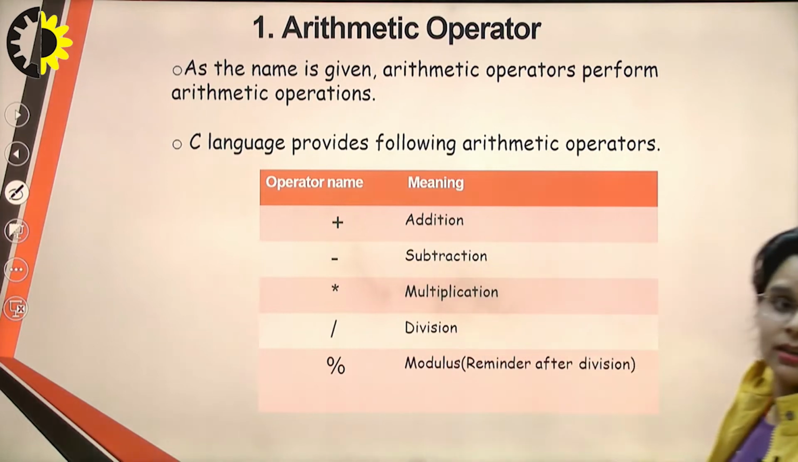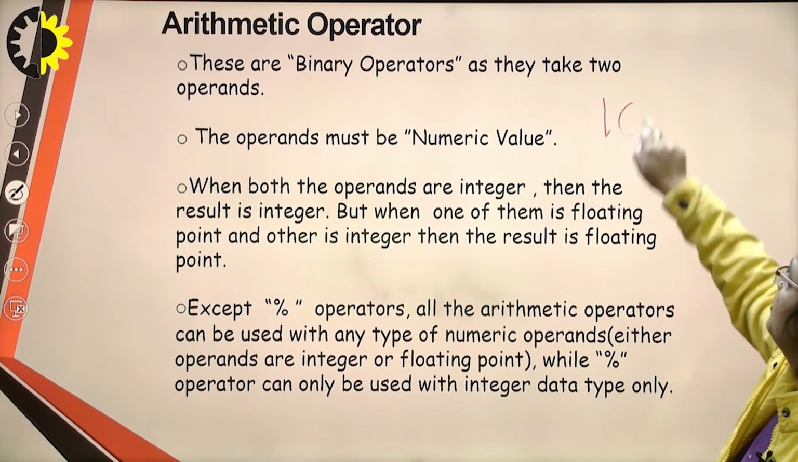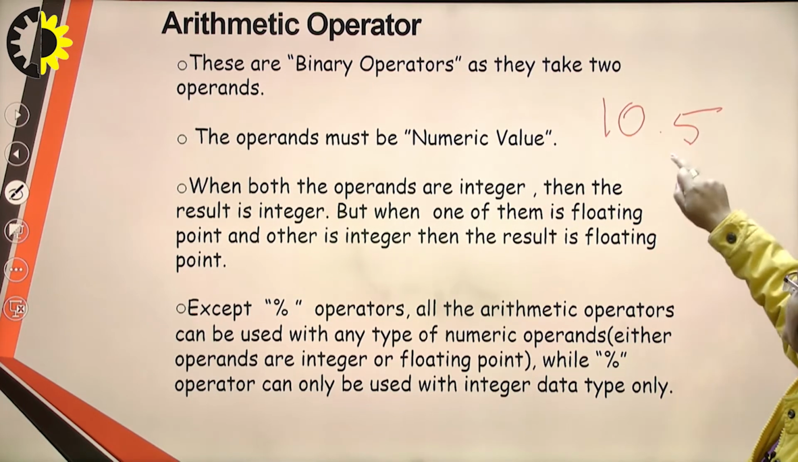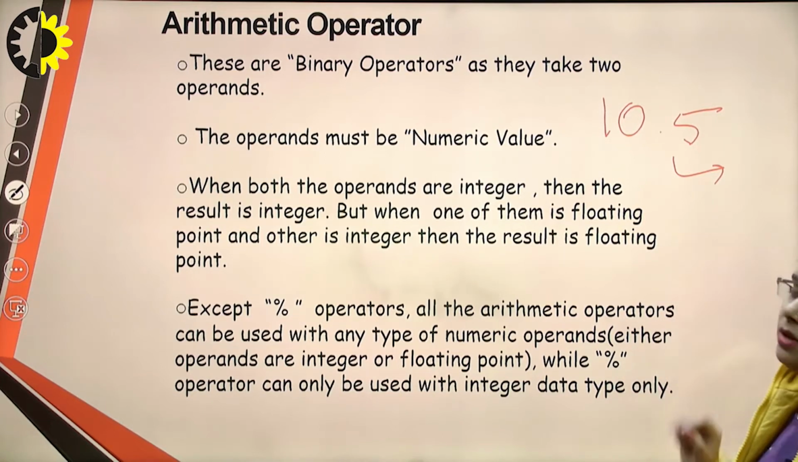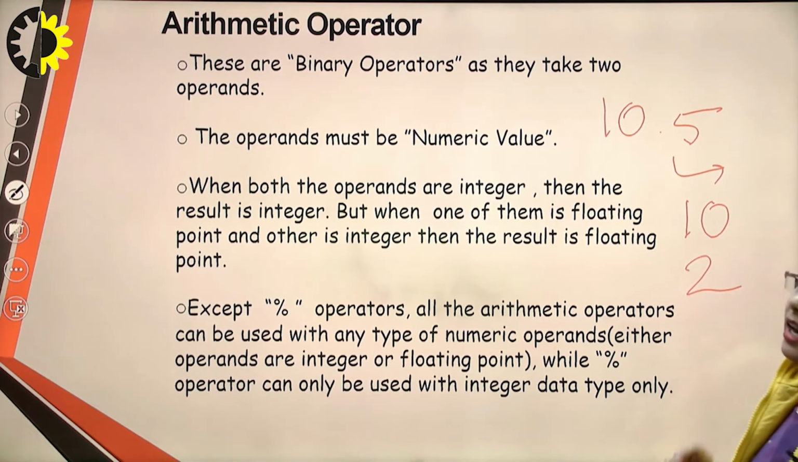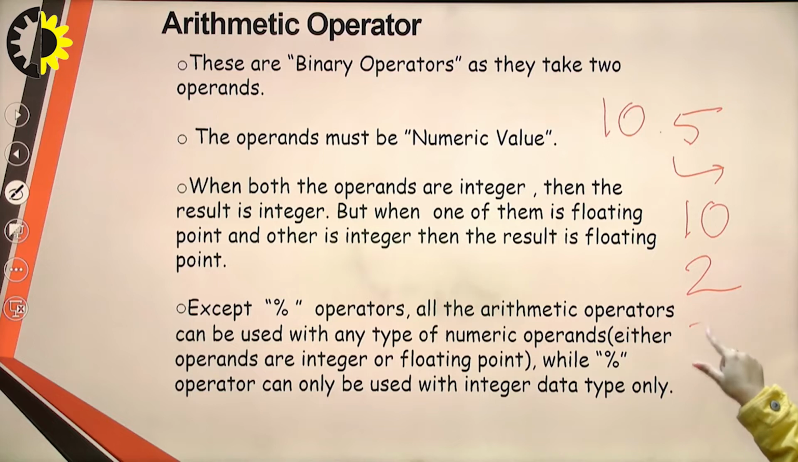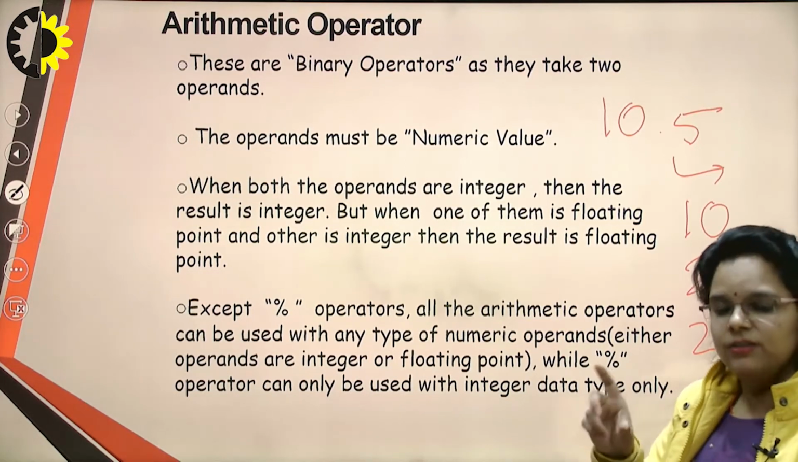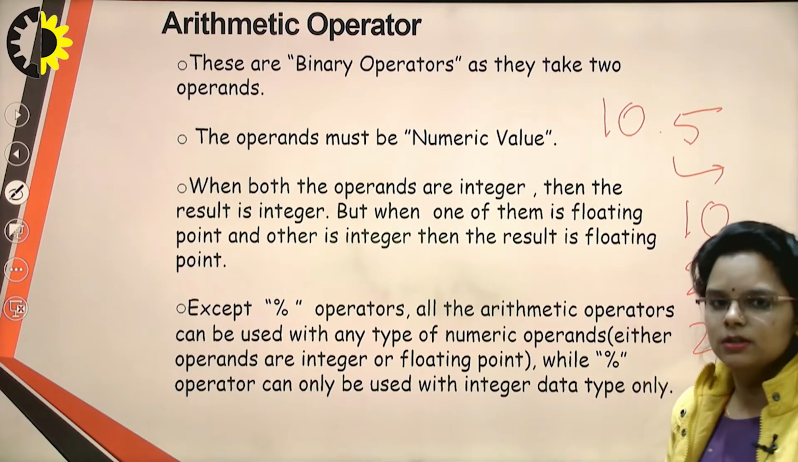So let us just take an example. See, if we are adding 10.5, this is basically a floating point value. Whenever we directly write only 10 or only 2, these are integer values. So if we are adding an integer value with another integer value, then the result would only be an integer value. And if we are adding a floating value and an integer value, the result would be a floating value. So it goes like this.